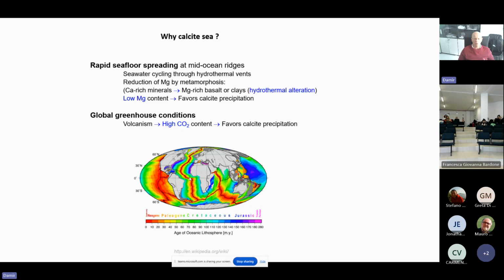Another parameter which causes the formation of calcitic sea is actually the global greenhouse condition. During certain periods, the volcanoes emitted a high concentration of carbon dioxide, which actually favors calcite precipitation.